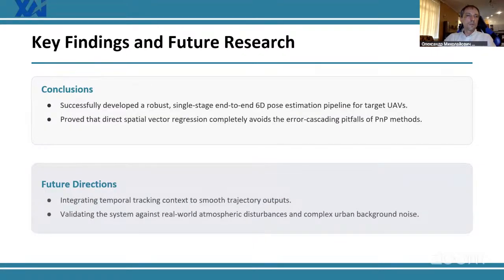So, in conclusion, I want to say that our research successfully demonstrates that replacing the geometric PnP solver with direct neural network regression is a highly promising approach for drone tracking in intelligent transportation systems. We achieved a significant reduction in position error while maintaining the same real-time performance.